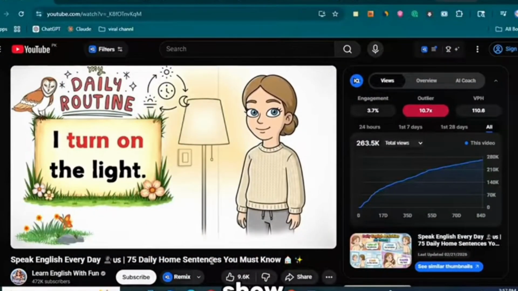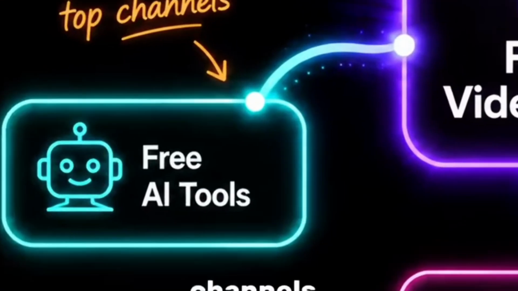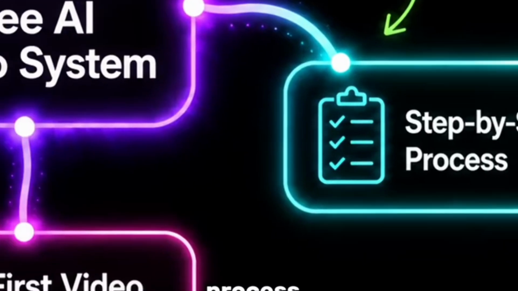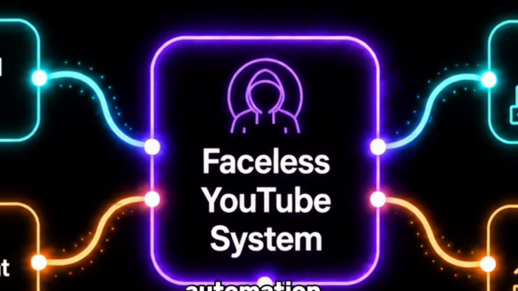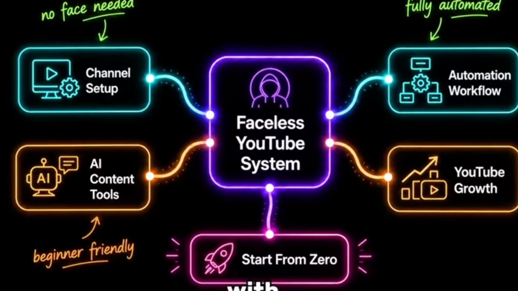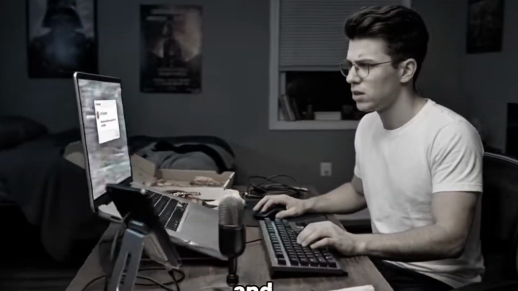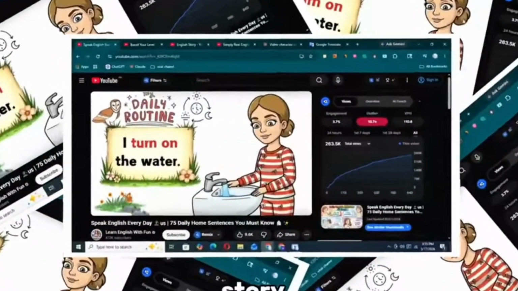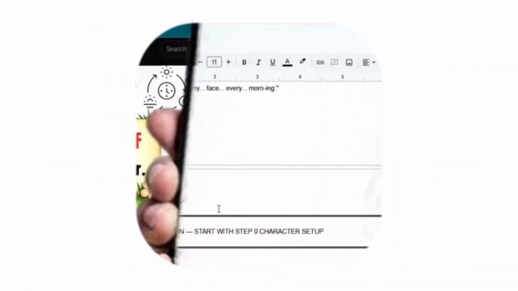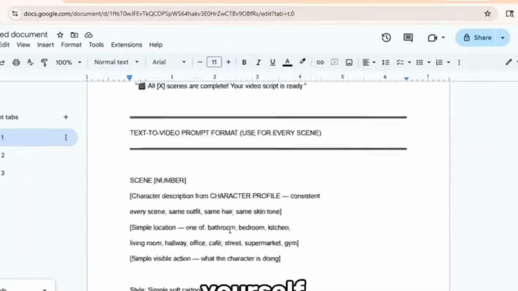In this video, I'll show you the exact free AI tools these channels use, the step-by-step process to make your first video today, and how to set up your own faceless YouTube automation channel from scratch, even if you're starting with nothing. Alright, step 1, and this is where most people waste hours. We're going to get the exact AI prompt that generates your entire English learning story script in seconds. I've already built this for you, so you don't have to figure it out yourself.